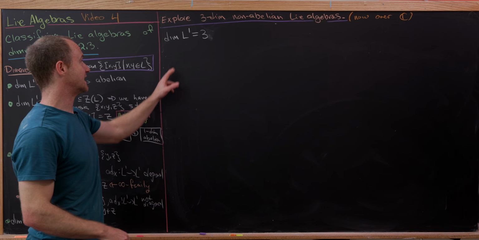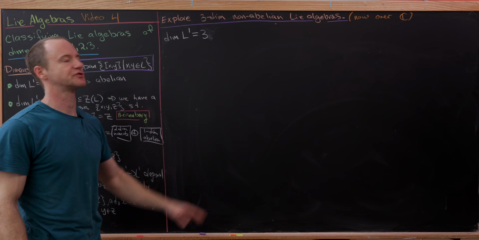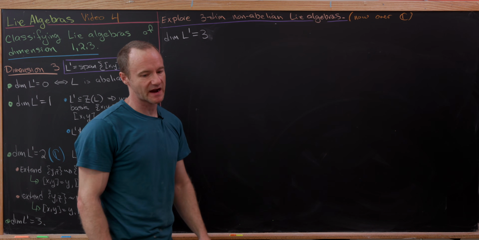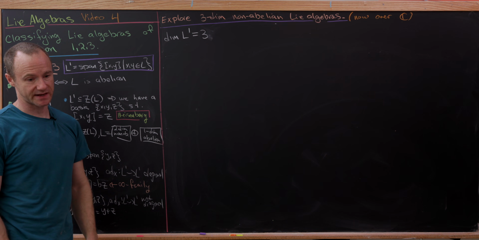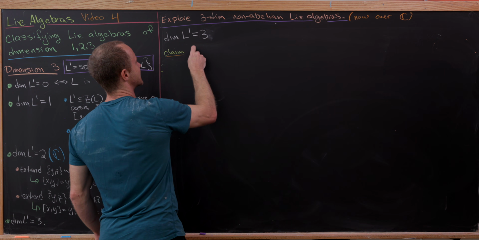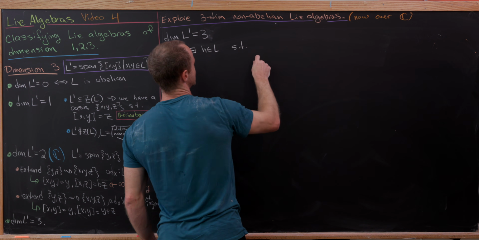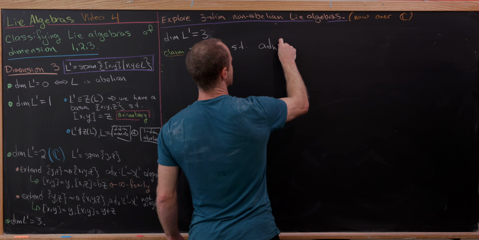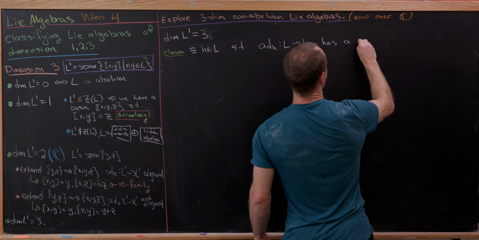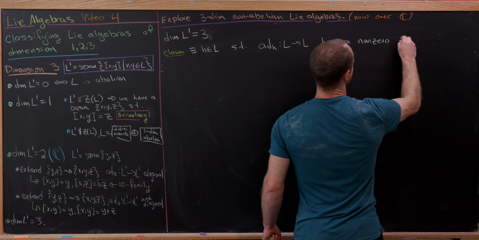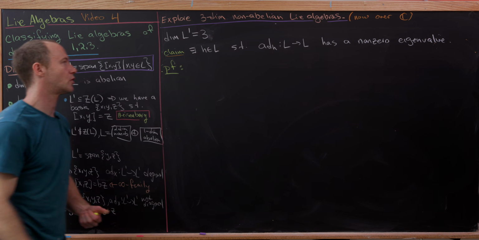Moving on to our last case, where the dimension of the derived subalgebra is 3 in a three-dimensional Lie algebra. Again, I'd like to underscore the fact that we're working over C at this point still. I'll point out where we use that. We're going to start with the following claim: there exists something that I'll call H inside of L such that the adjoint action of H, seen as a linear transformation from L to L, has a non-zero eigenvalue. This will essentially be the tool that we use to finish this whole thing off.